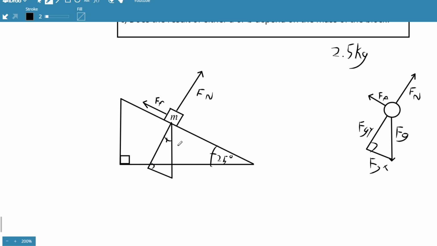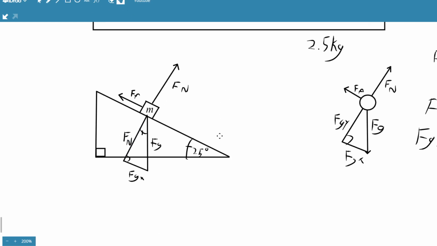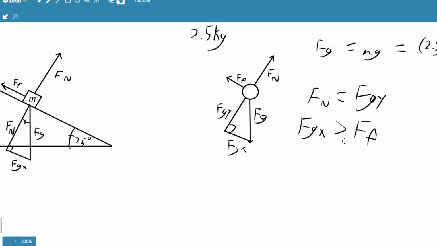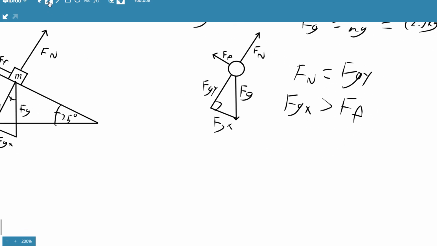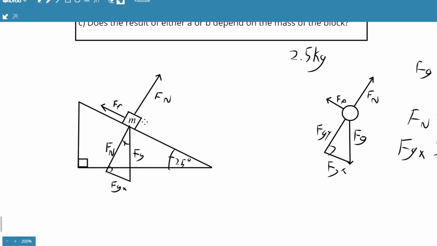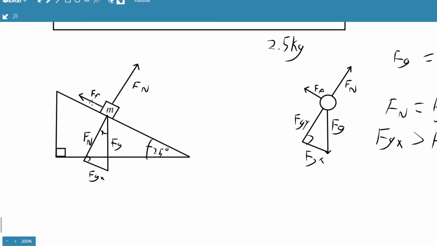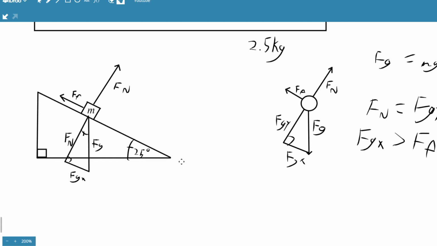Now let's put FG here, FGX here, and FGY, let's just put FN because we know they're both equal, so this will make things easier for us. Now, when I said FGX is greater than FF, we can do something more with that. See, the only two forces acting on the block which are parallel to the plane are FF and FGX.